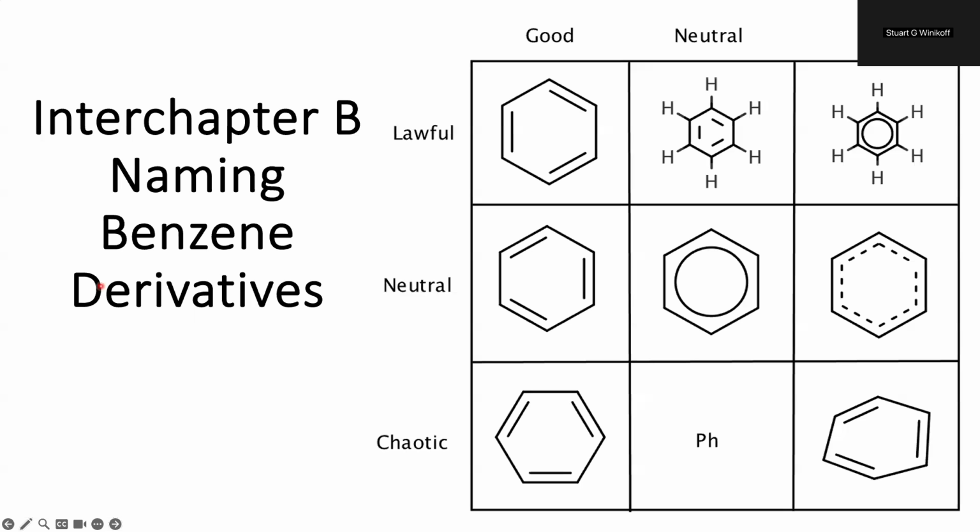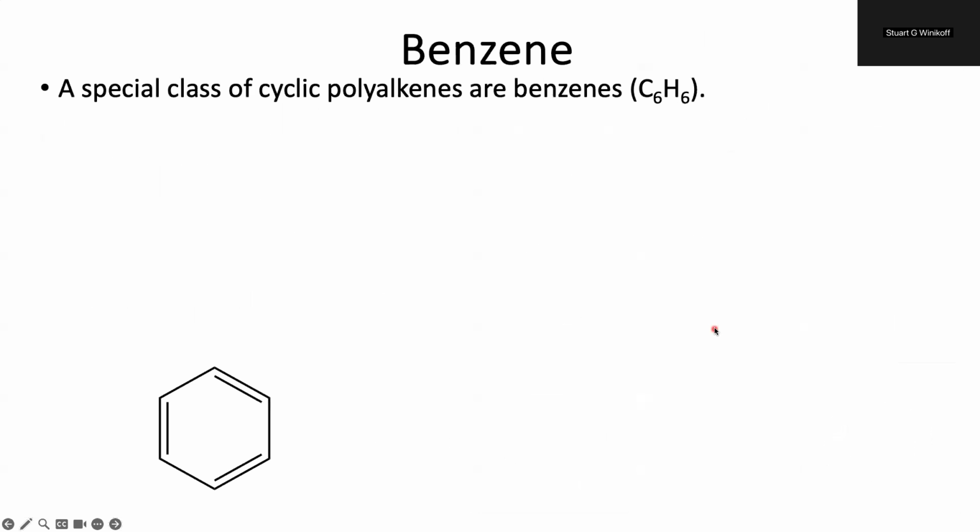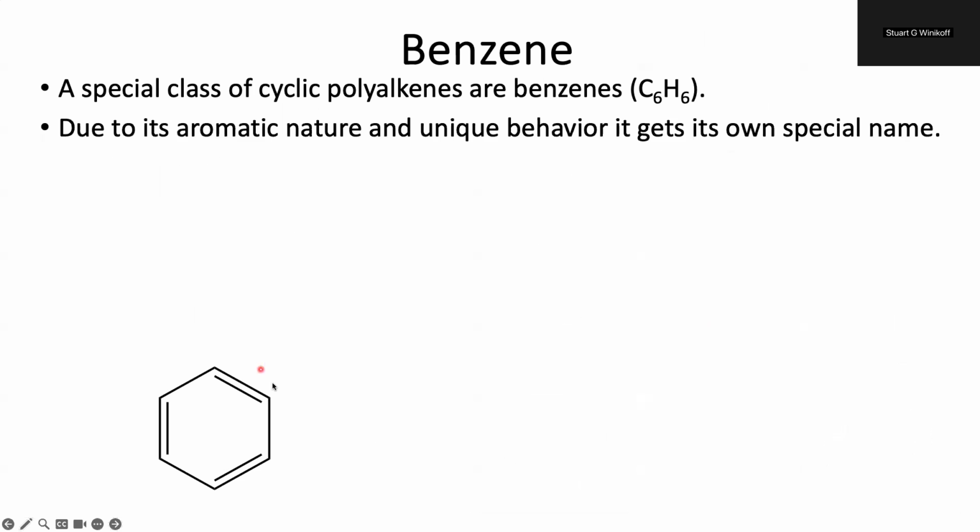Hello, everyone. Today we're going to be continuing our discussion of nomenclature by looking at naming benzene derivatives. So again, this means we're going to be looking at our good old friend, the aromatic ring. Previously we looked at polyalkenes, so species with multiple double bonds. Well, one of the most special classes of polyalkenes are benzene rings. And again, due to its aromatic nature, it gets a special, unique behavior.